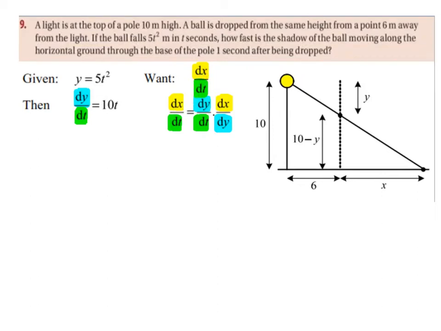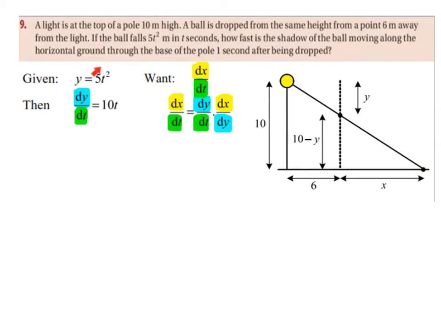So y is 5t squared, so y is the ball falling, and t is seconds. And the shadow is moving along the ground, but it can only go as far as here, because the ball will eventually stop here. So the shadow is going from this point to here. So this would be x. So we want the derivative of x with respect to t, and t is for time, seconds.